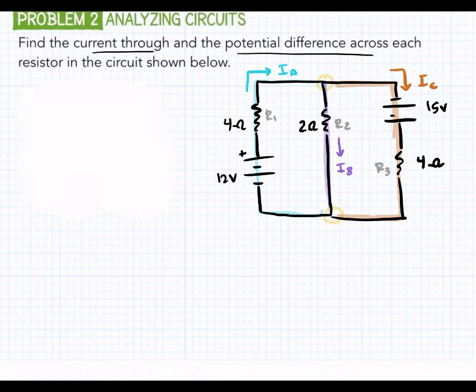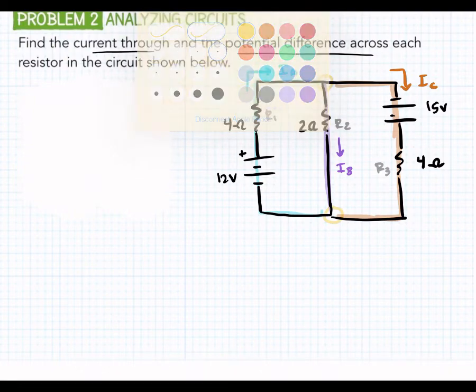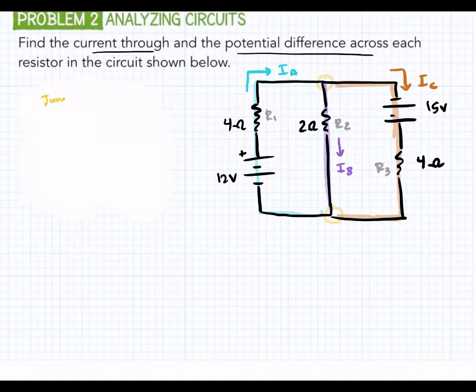Okay, so we can start with the junction law. The junction law comes from these little junctions. We look at each junction and we look at all the currents going in and all the currents coming out, because remember, sum of current in has to equal sum of current out.